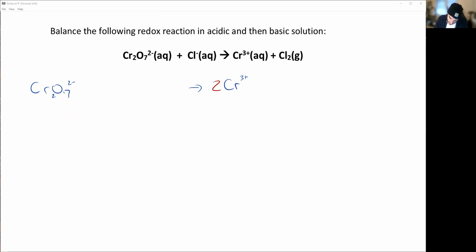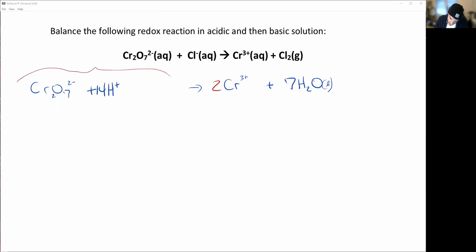So next up, I have to balance the oxygens. I have 7 oxygen on this side. Therefore, I need to add 7 water molecules on that side. These are liquid, by the way. Oxygen is balanced. Next up, I have to add 14 H+ on this side, aqueous, because I have 7 times 2 hydrogens, so 14 hydrogens total. And now let's do charge.